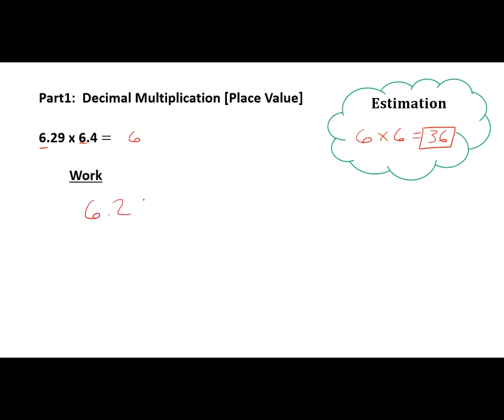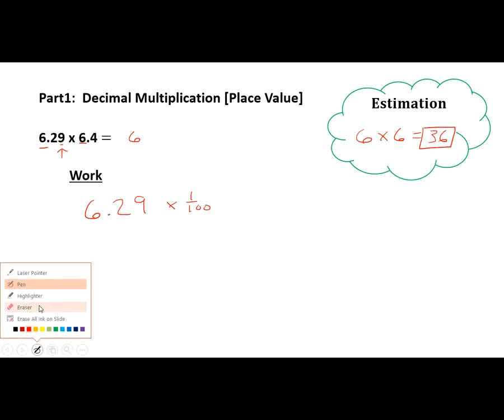Here I have 6 and 29 hundredths. Again, I see that the lowest place value is in the hundredths. Therefore, I'm going to multiply this by 1/100th. I'm going to convert everything, my 6, into hundredths. By doing that, I get 629 of those 1/100ths.